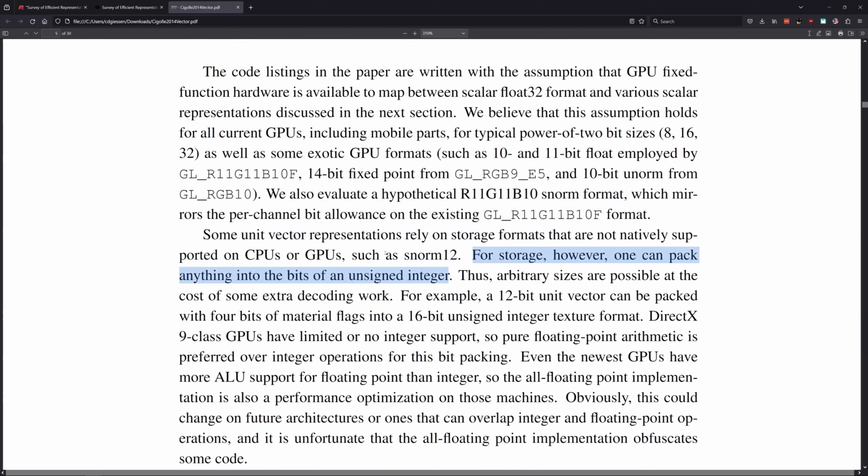Well, they're going to have some exotic formats that don't exist, but that's fine because we can just pack the bits arbitrarily.